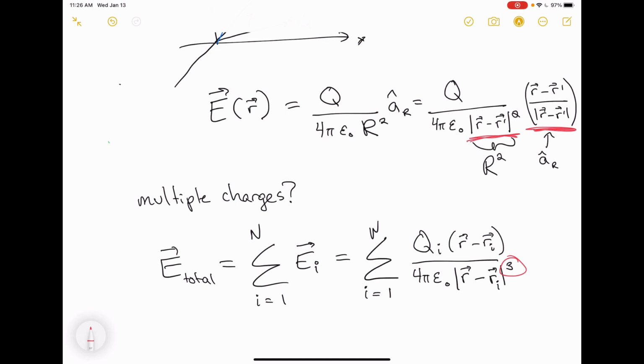This sum itself is a statement of the property of superposition. The fact that the field due to a bunch of point charges is equal to the sum of their individual electric fields, that's superposition. That is valid in linear media, which is true most of the time. We'll talk more about that later.